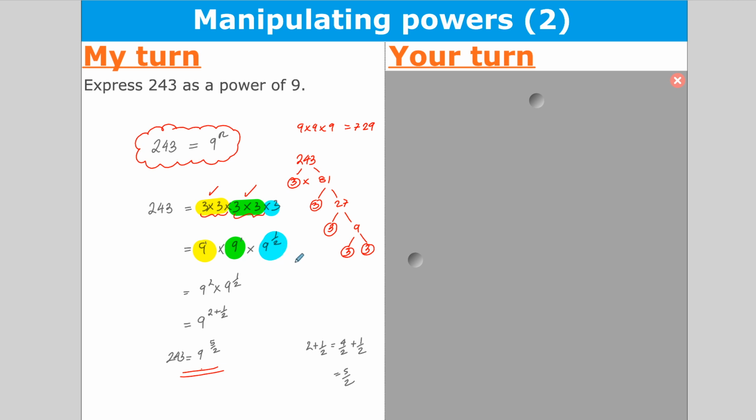Right, time for one like this for you. Really tricky, this one. It's not easy to spot this. Even though it looks simple, it's tricky. Your turn.